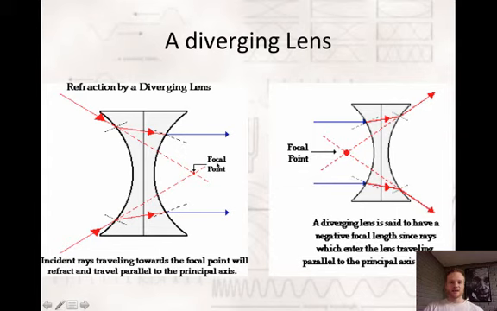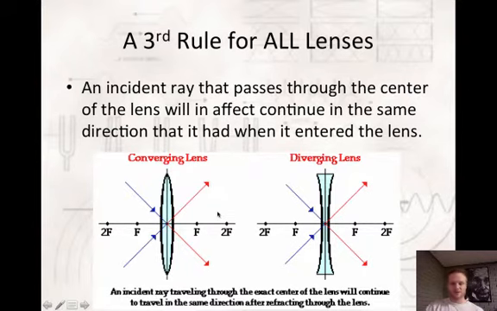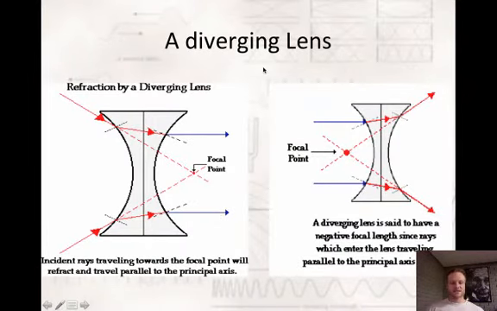Okay. Now, here is a picture of basically what I just did of a diverging lens. On the left would be the second rule, where this incident ray is traveling towards the focal point right here, but once it hits the lens, it then goes parallel to the principal axis. Okay, so this would be the second rule.